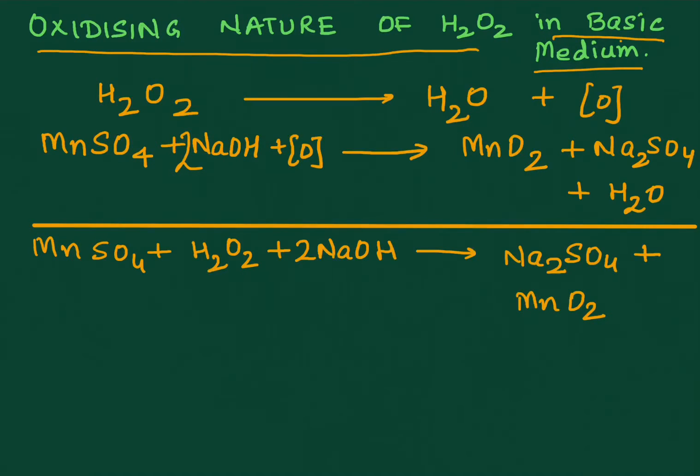So you see over here, I'm writing the final equation now. So Na2SO4 plus MnO2 plus 2H2O. How did I get 2H2O? There is only one water. Yes, don't forget the water in the first equation. Right, interesting, correct?